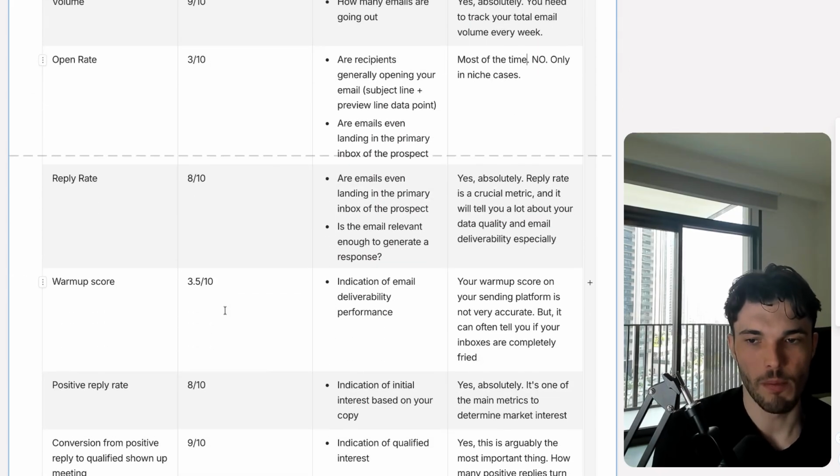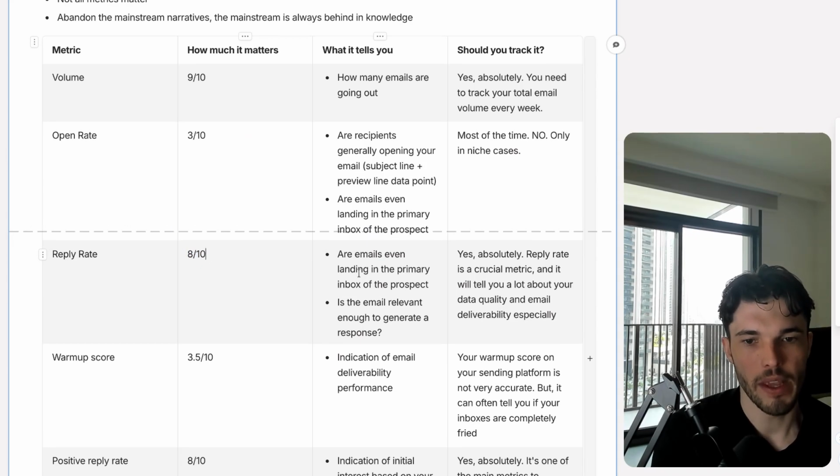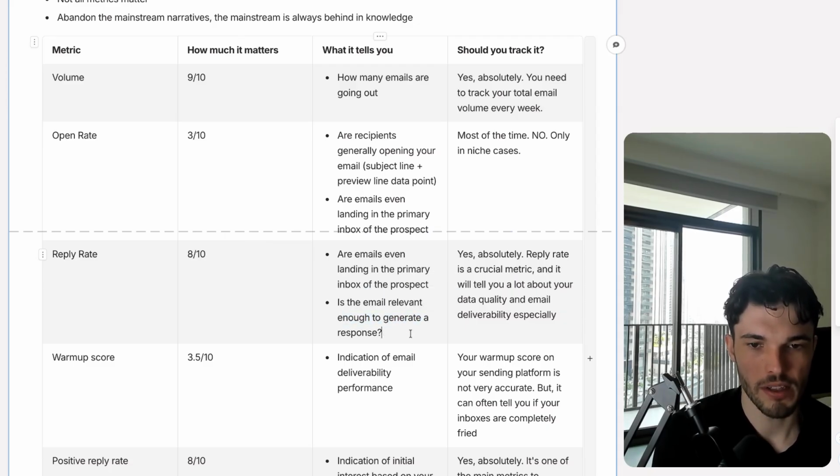The next one is the reply rates, and I give this an 8 out of 10. This is a really important metric, probably even 9 out of 10, to be honest, looking back at this. What is this going to tell you? Well, it's going to tell you, are emails even landing in the primary inbox of the prospects? Is the email relevant enough to generate a response? These are the things that you're going to figure out with the reply rates.